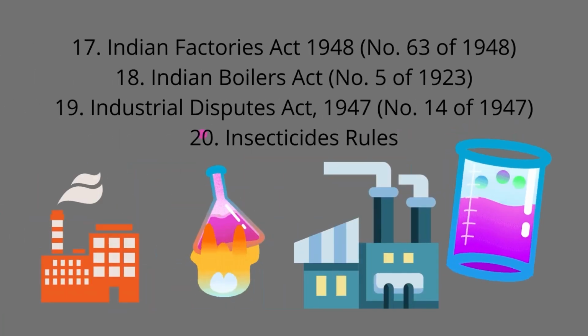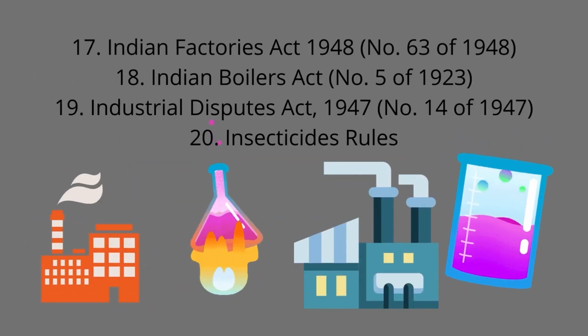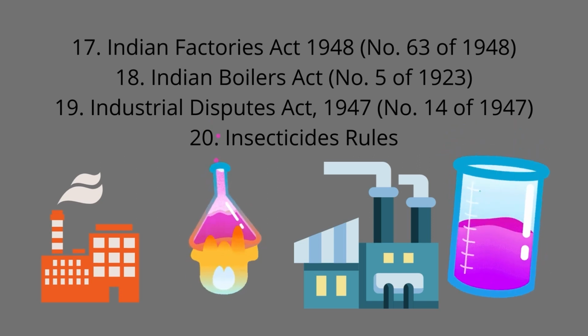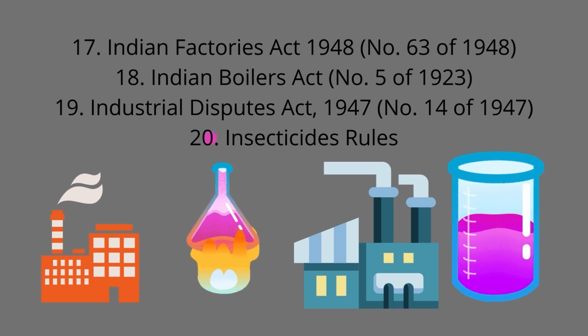We next come to a very important scheme and the act related to it, that is the Employees State Insurance Act, also known as the ESI Act. The amendment came in 2010. The initial act was formulated in 1948. We will be discussing the Indian Factories Act 1948 a little in detail. We also have the Indian Boilers Act, Industrial Disputes Act and insecticide rules.